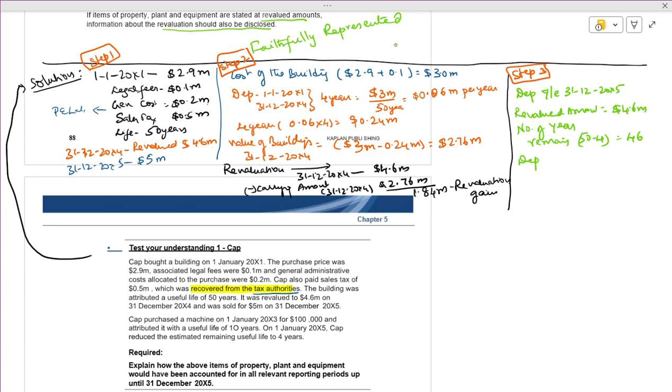Depreciation per annum. Is it right? 4.6 million divided by 46 years. Sorry, 4.6 divided by 46. It comes to how much? It comes to 0.1 million. Okay.